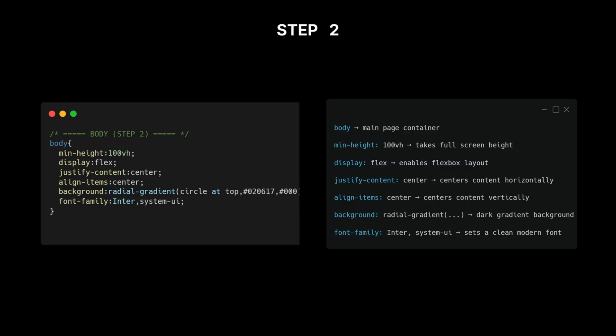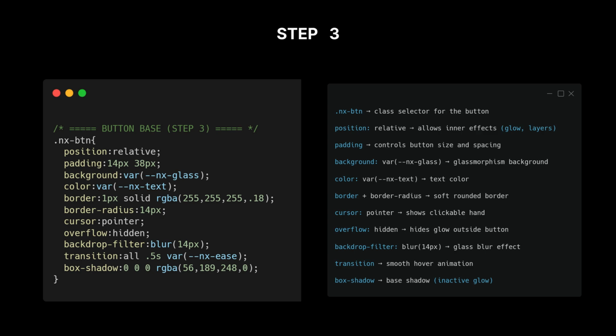For the background, we use a radial gradient, creating a dark, subtle gradient that adds depth to the UI. Finally, we set the font family to Inter with a system fallback, giving the interface a clean and modern look. With this step complete, our layout is ready and centered, and we can now focus on styling the button itself. This is step 3, where we define the base styles for the button.